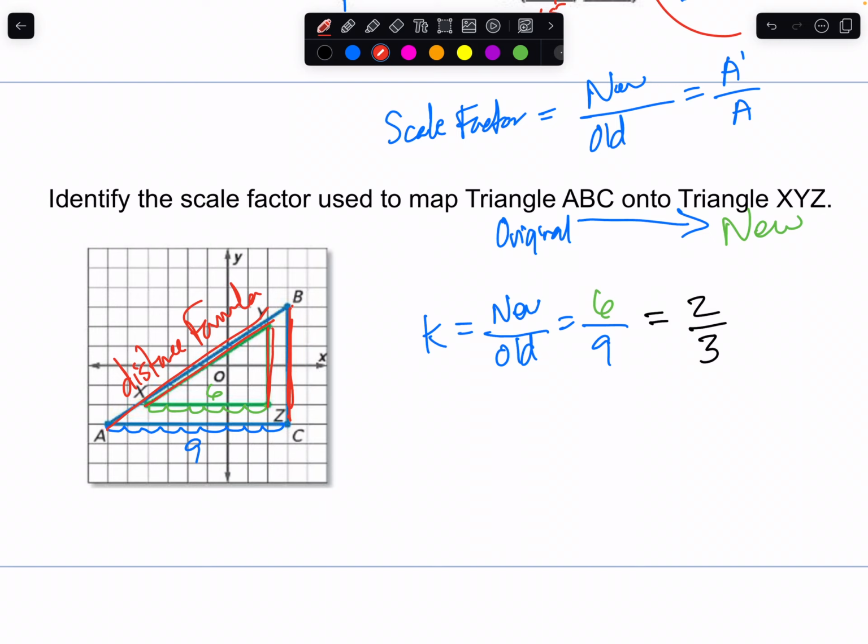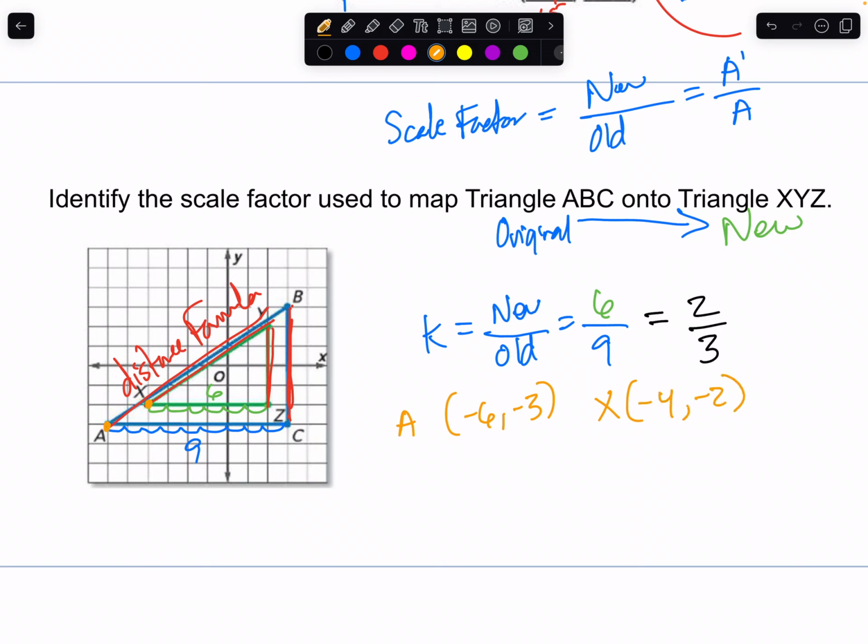Another way to do this is you can actually look at a coordinate point. I can look at location of A versus location of X. A is located at 1, 2, 3, 4, 5, 6, sorry, -6, -3. And X is located at 1, 2, 3, 4, -2.